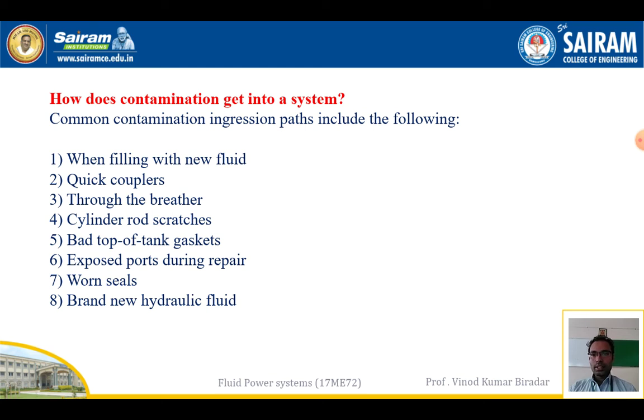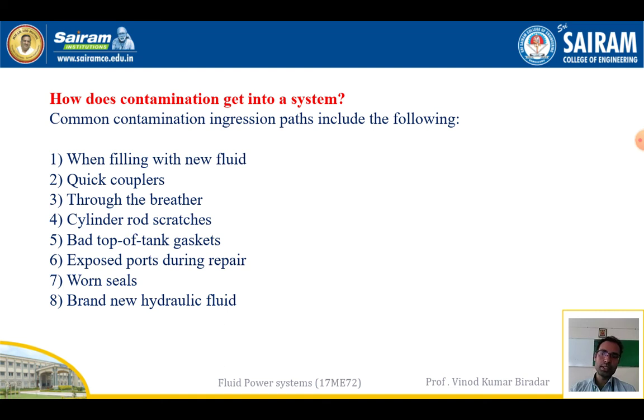Next one is how the contamination gets into a system. How does that contamination occur? Normally, when you fill a new fluid in a reservoir tank, first we have to clean out the previous liquid. Without cleaning that, if you add some new fluid to that reservoir, there is a chance of contamination. Okay, so the second one is quick couplers.